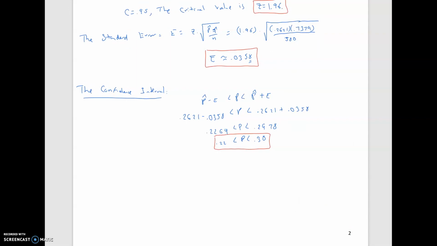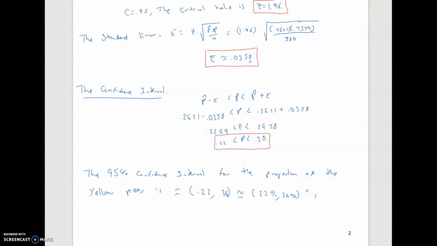And in this case, it's sufficient to say that the 95% confidence interval for the proportion of the yellow piece is approximately 0.22 to 0.30, which is approximately, technically, 22% to 30%, and I'm just going to put yellow peas.